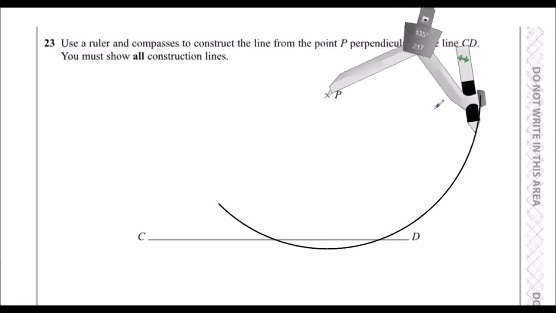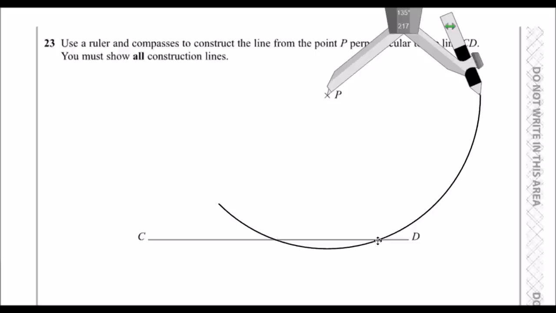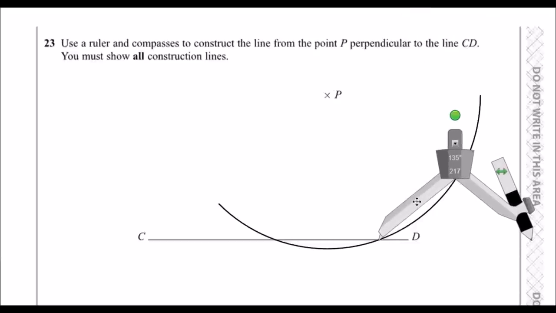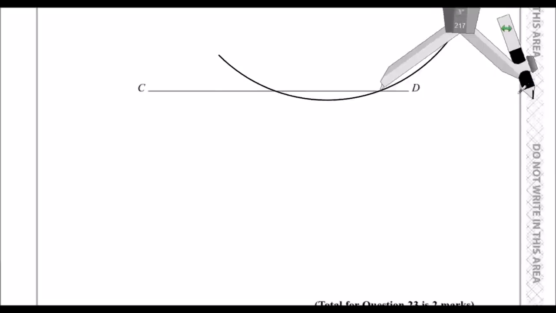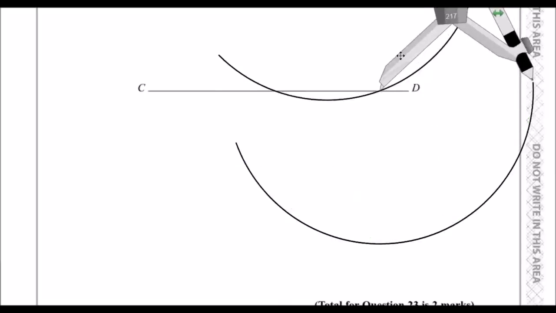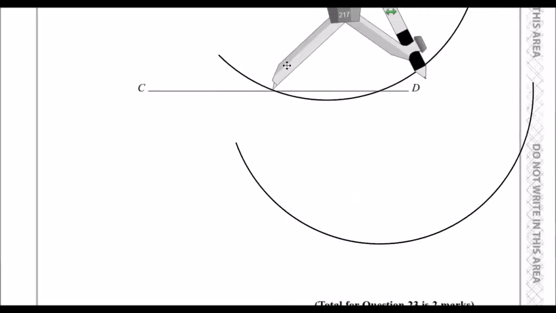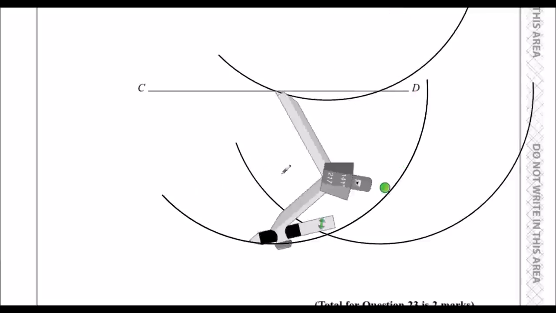So we've got 2 points now. Any point on this circle is the same distance away from P. So these 2 points here must be the same distance from P. Then from each of them, we're going to draw another arc. So one from the first point, and one from the second point.